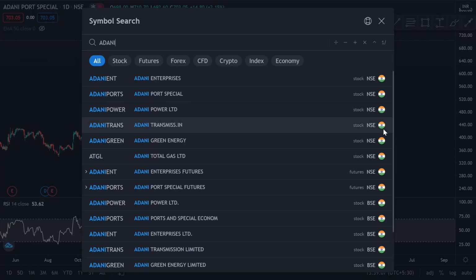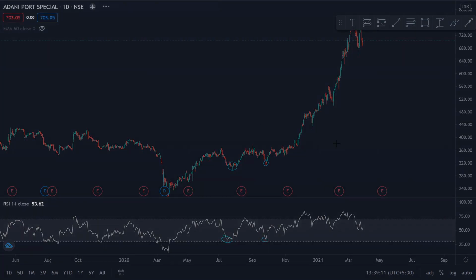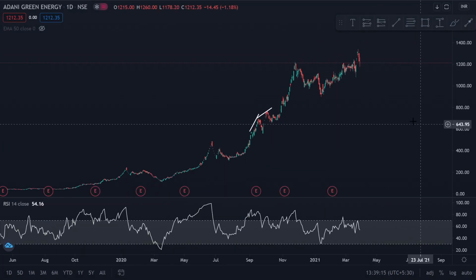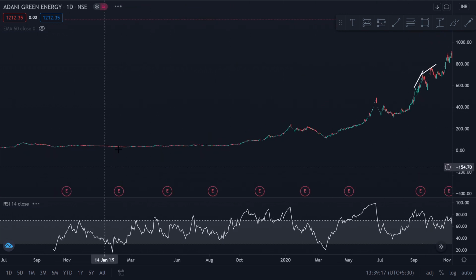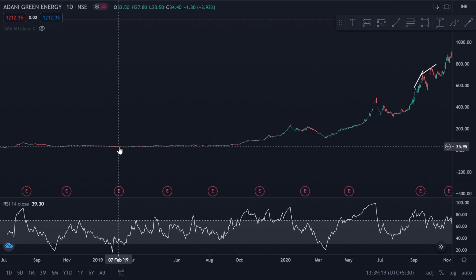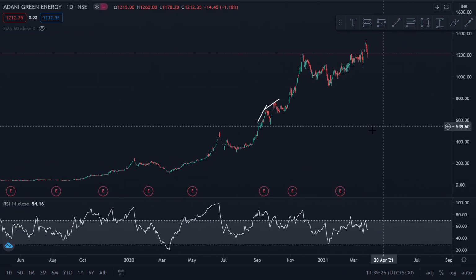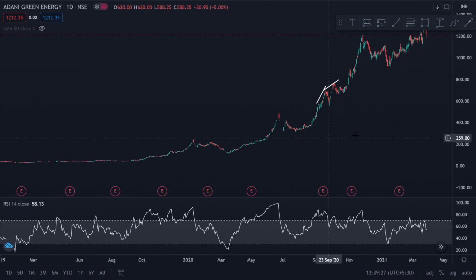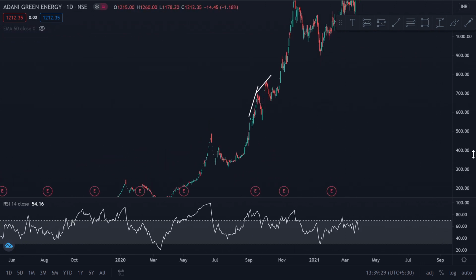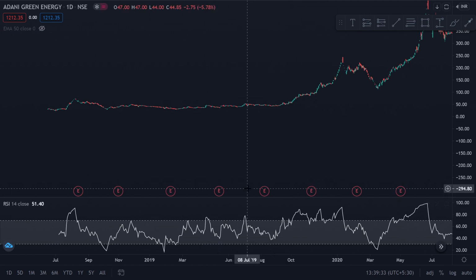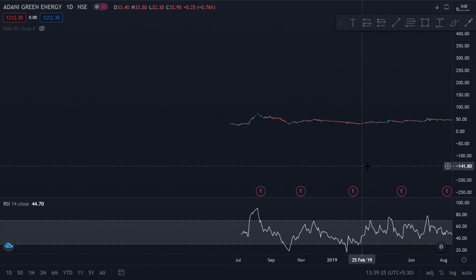Another good example for this can be Adani Green, right? Even Adani Green is a very high momentum stock. As you can see clearly, it's around 35 or so, and right now it's trading at 1200, in a matter of a few years. So that is a huge rise, and if you short sold anywhere during the lifetime of Adani Green, you would have been in trouble.